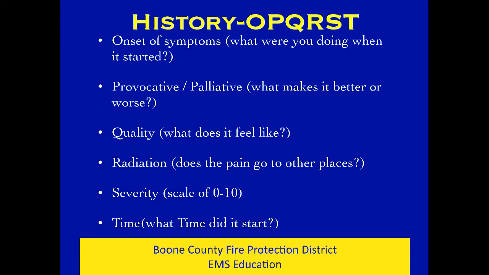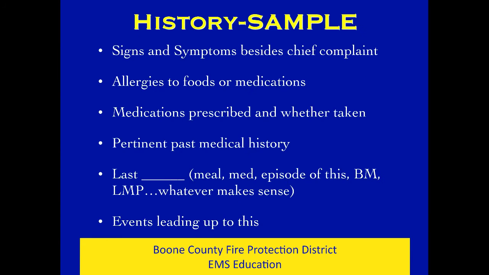The S in OPQRST is for severity, and that's on a scale of 0 to 10. If 0 is no pain at all, and 10 is the worst pain you can imagine, where is this on your scale of 0 to 10? And time is easy. This is what time did it start. Now I'm going to mention something here, so hang on, maybe make a note or two. I'm going to go back to SAMPLE. The E in SAMPLE is, what were you doing before this started?